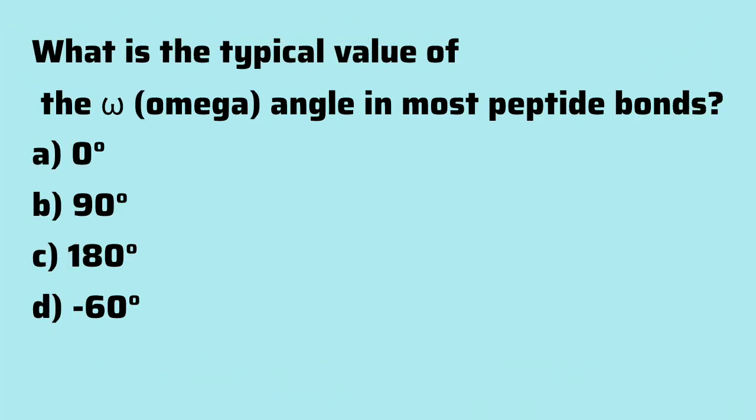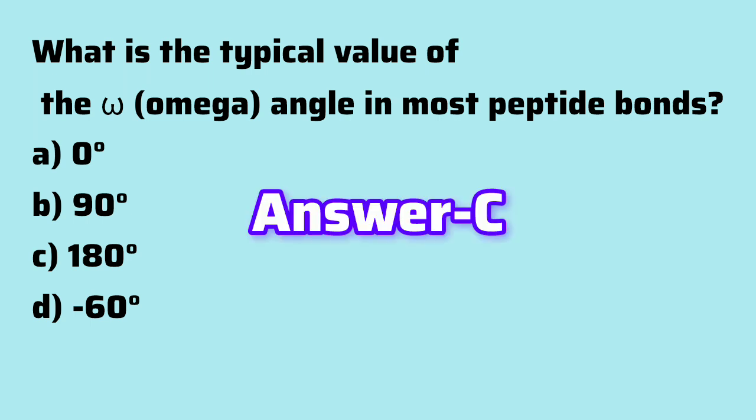What is the typical value of the omega angle in most peptide bonds? Omega angle is present at the C-N, that is the peptide bond. The peptide bond is a rigid bond, it does not rotate freely, and as it is a rigid bond, it generally has an angle of 180 degrees. So here the correct answer is C, 180 degrees.